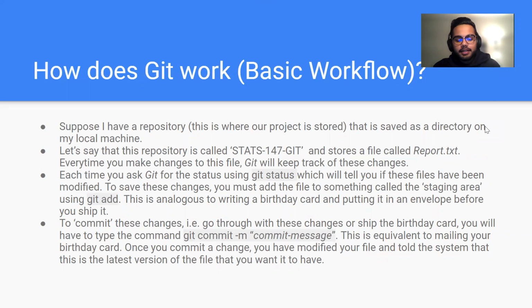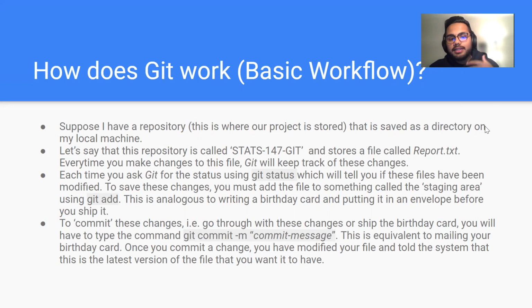So before we look at how Git works, something very important to understanding Git is that Git works on repositories. Every project basically can be stored in its own repository, right? Now, suppose that you have a repository stored on your local machine, and it's saved as a file directory. And let's just say that it's called STATS147-Git, and it stores a file called report.txt, which is a text file, so you can edit it through Notepad.